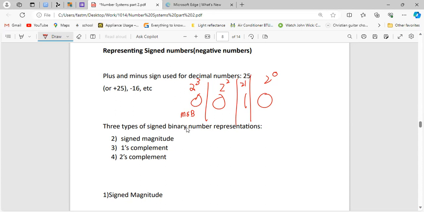Even though it's 0, it has the largest place value. And this here is the least significant bit. Why? Because it's the least of the bits. So you can legit think of it as the biggest and the smallest.